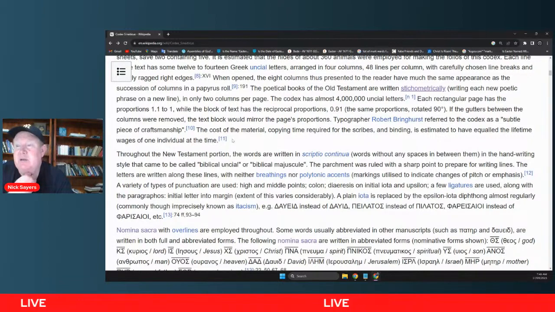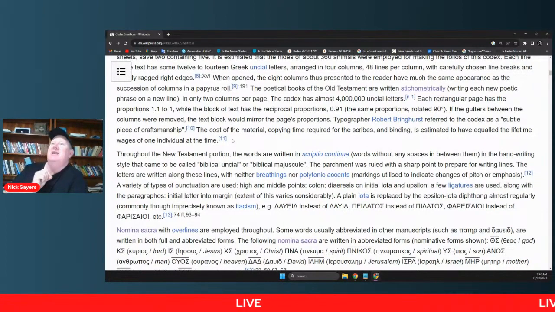And so that is something very interesting as well: if this is such an expensive codex, why are there so many sloppy readings and blunders and just strange mistakes and letters blurred out and written over the top? And so anyway, let's continue.